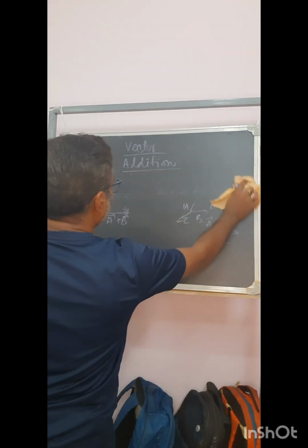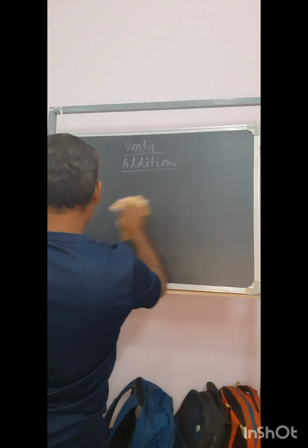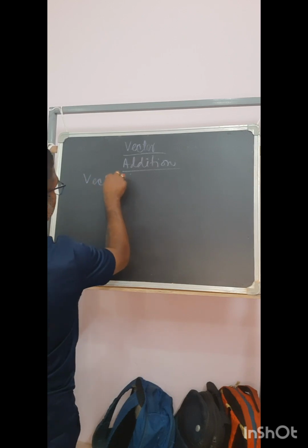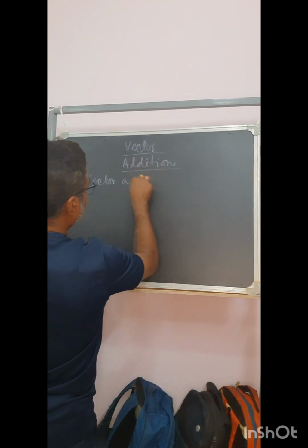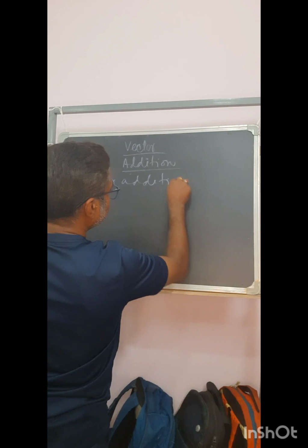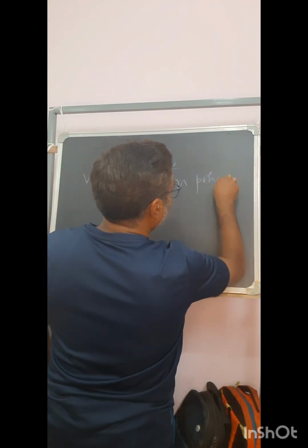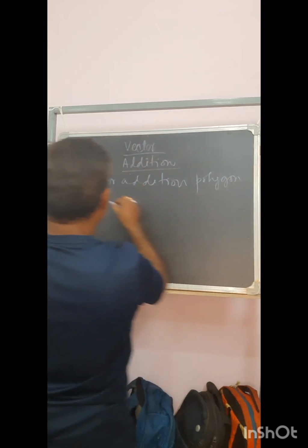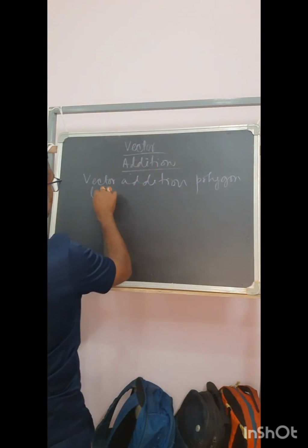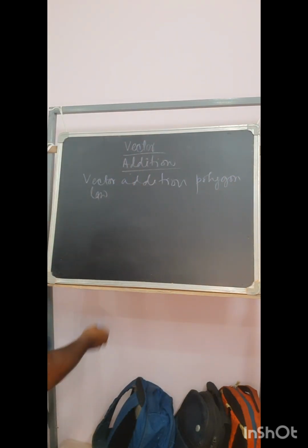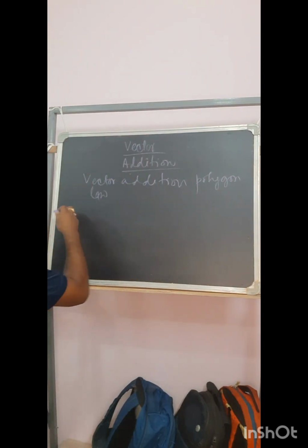Now next come to the polygon law, or vector addition polygon law. It is the same kind of law as the triangle law. In the triangle, what is said? Here it is only that the number of vectors increases.